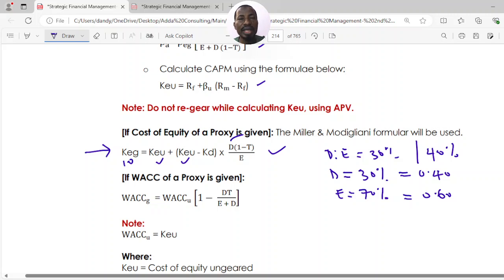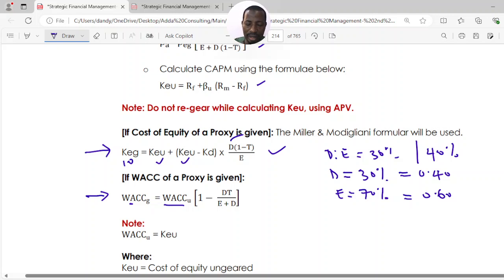Then the third way is that if you are given the WACC of the proxy company, in this case, you need to calculate the WACC of ungeared. The WACC of ungeared is the same thing as cost of equity ungeared. So to get the WACC of ungeared, this formula will be used. The WACC of a geared company will be given to you. What you want to solve for is the WACC of ungeared. Then of course multiply by 1 minus debt value, multiply by the tax rate, then divide by equity value plus debt value. Okay, so that is for that.